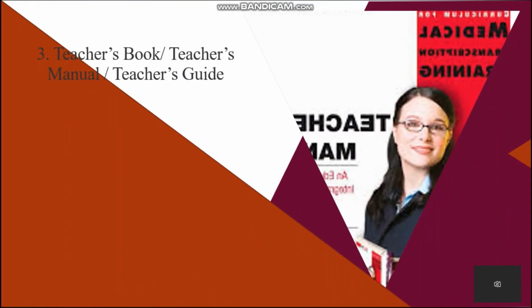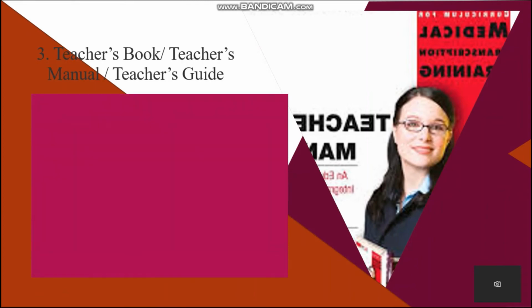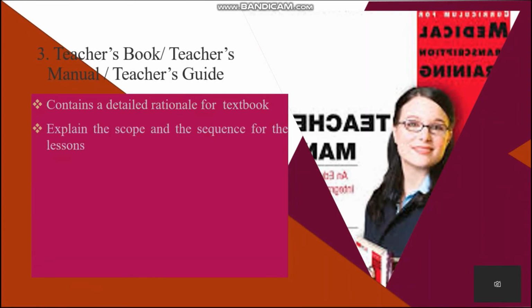Let's have the other one, teacher's book or teacher's manual or teacher's guide. What are the features of a guide or a manual? It contains a detailed rationale for the textbook. So the rationale, the objectives of the textbook are explained there. It explains the scope and the sequence for the lessons. How are the lessons arranged? That's being explained in a manual.